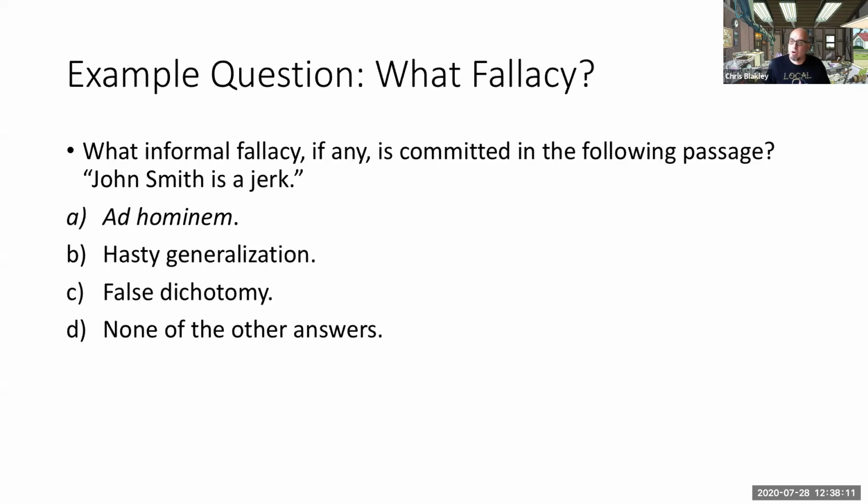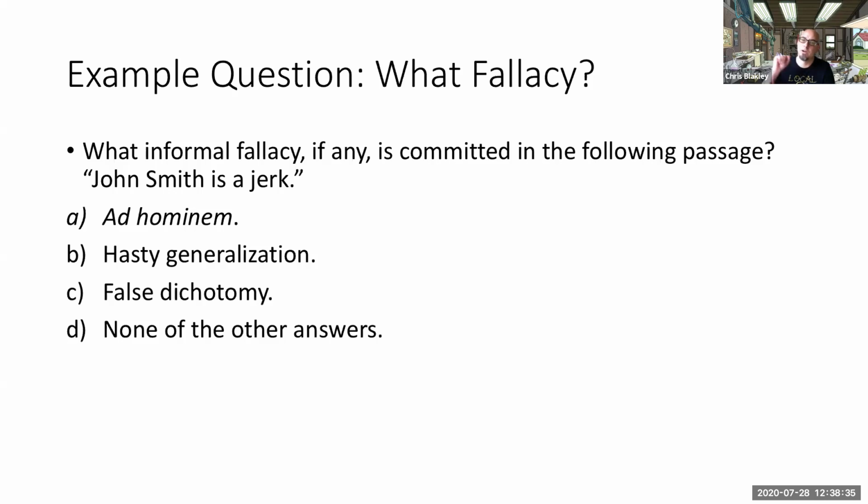And in order to have an argument, you got to have at least two statements. You got to have a premise and a conclusion, right? So not just two statements, but two statements such that the truth of one of them, the premise, is said to support the truth of the other, the conclusion. So in other words, you got to have premises and conclusions there, right? That's just one statement. So contrast John Smith is a jerk with John Smith is a jerk.